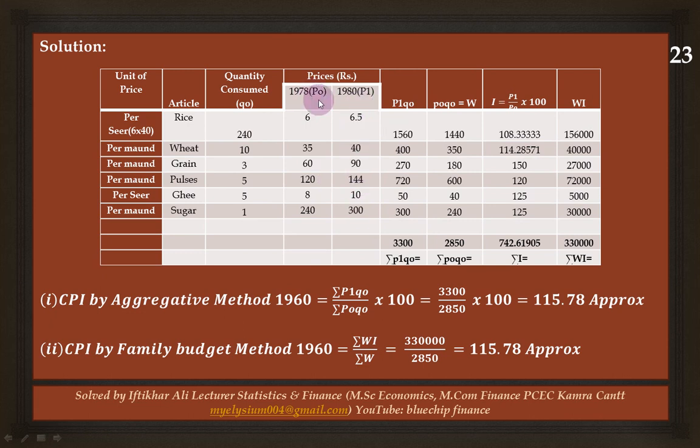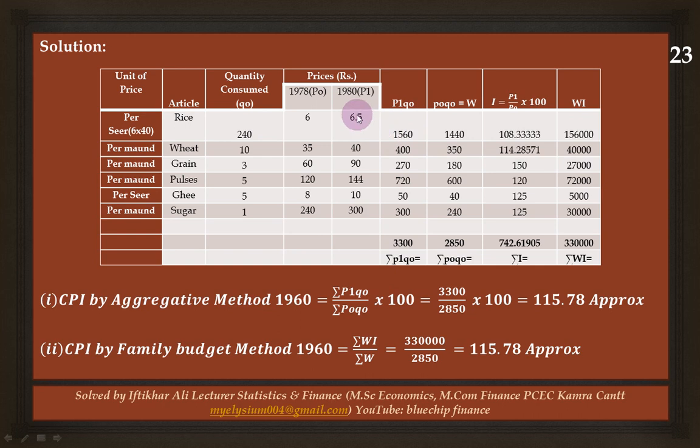So first price is considered as base price and next price is considered as current price or P1, and it is considered as Q naught. So after that we just remember the formulas. Aggregative method of CPI equals to the Laspeyres index number, which is sum of P1 Q naught over sum of P naught Q naught multiplied by 100, and we just here calculate first of all P1 Q naught.